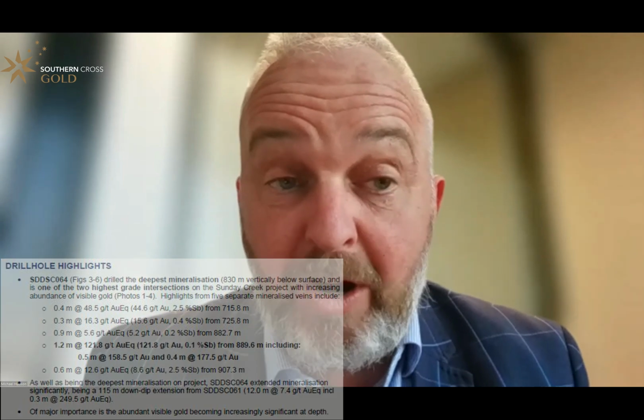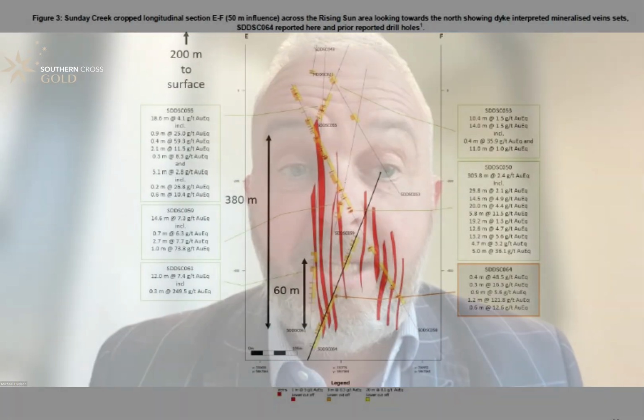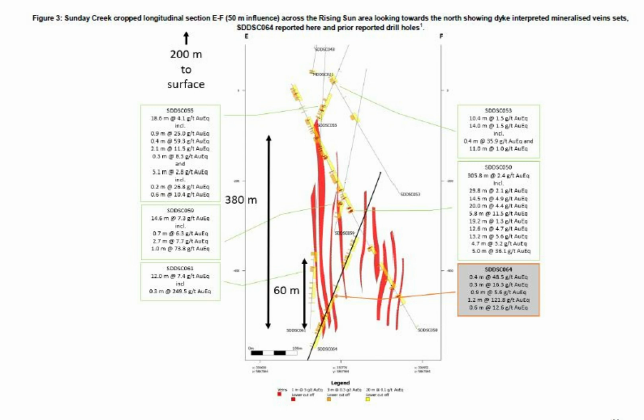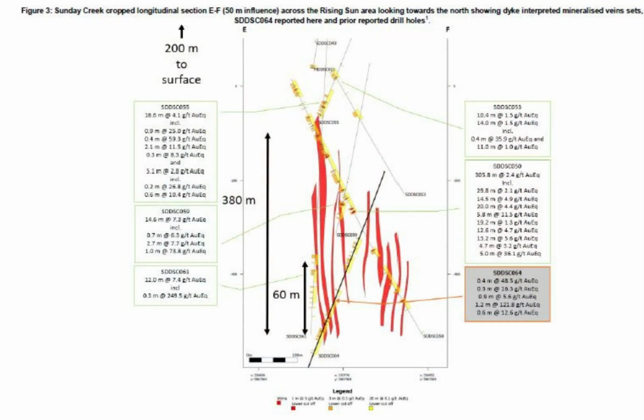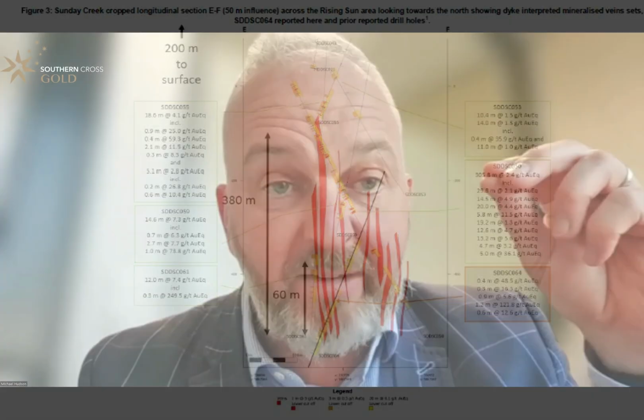Importantly, it was one of five high grade intersections. We hit over 200 metres of a mineralised zone that overall averaged a gram, but the key point was that it had five high grade intersections within that. That very high grade hit, that 121.6 grams over 1.2 metres, was a 115 metre down dip extension from hole 61. That was the last press release that we put out. That was 12 meters at 7.4 grams gold equivalent in this case, with 0.3 meters at 249.5 grams.